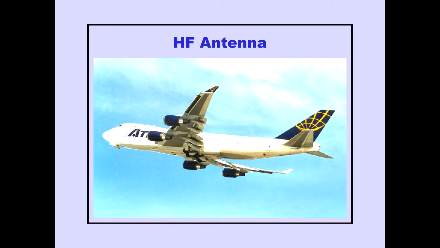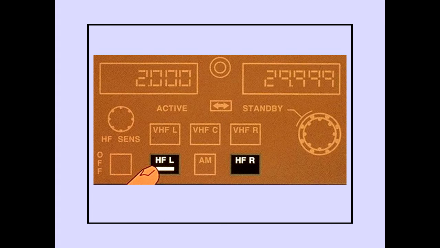The HF antenna is located in the vertical stabilizer. Pushing a radio selector switch selects the left or right HF transceiver. A white bar illuminates to indicate the selected radio.